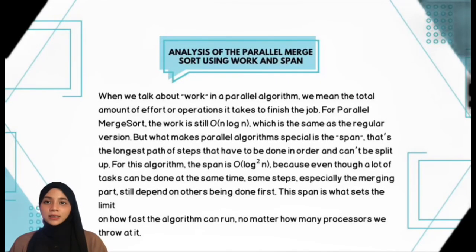So next is analysis of the parallel algorithm using work and span. When we talk about work in a parallel algorithm, we mean the total amount of effort or operations it takes to finish the job. For parallel sort, the work is O(n log n), which is the same as the regular version.